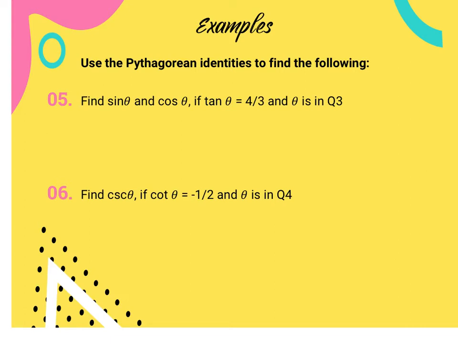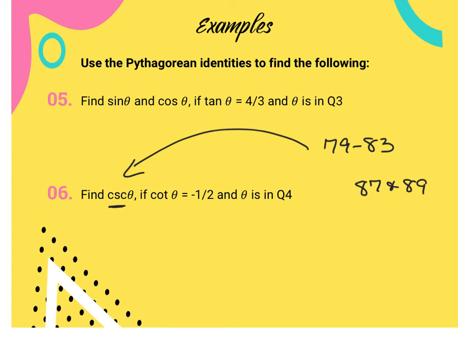When you're doing questions 79 through 83, it'll be similar to this, where they're only going to ask you to find one thing. But then when you get to the last two questions of the homework, number 87 and 89, instead of just asking you for one, they're going to make you do all six. But the process is still the same. So that's what we're going to be doing in the Part 2C homework. We're going to be using the Pythagorean identities. So let's take a look at number 6.